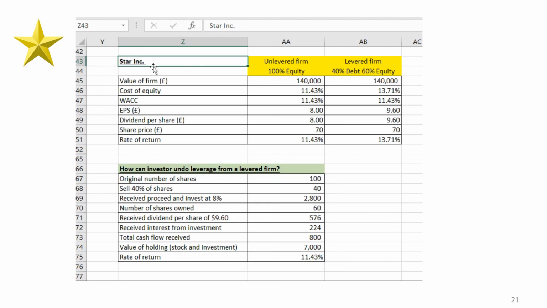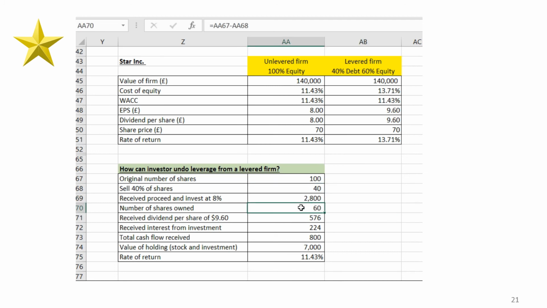Next, we are going to explore how investor can undo the leverage from a levered firm. Assuming the original number of shares owned by the investor is 100, if the investor is not happy with the leverage position of the company, he can sell 40% of the shares. He sells 40 shares at share price of £70 and receives 2,800. The proceeds from the sale of shares is invested at a rate of return of 8%.